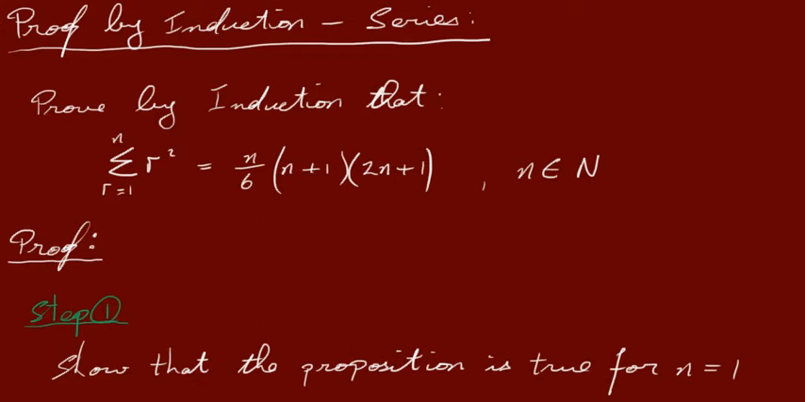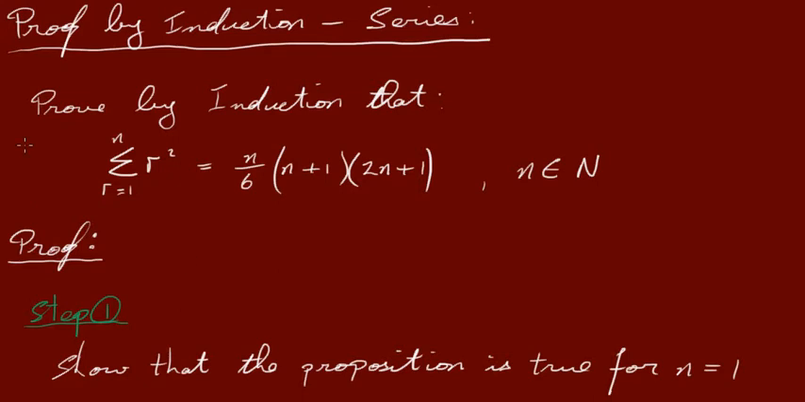Right, so in this video I'm going to look at proof by induction, and I'm going to do it for a series or a summation. So I'm going to do this particular example where I've got the sum of r squared, where r goes from 1 up to n. I'm going to prove that that's equal to n over 6 times n plus 1 times 2n plus 1, for n being an element of N. In other words, n is a natural number: 1, 2, 3, 4, 5, 6, and so on.